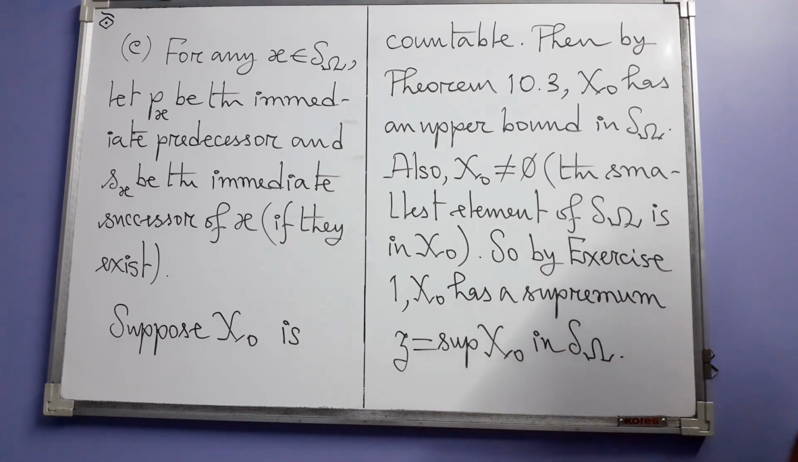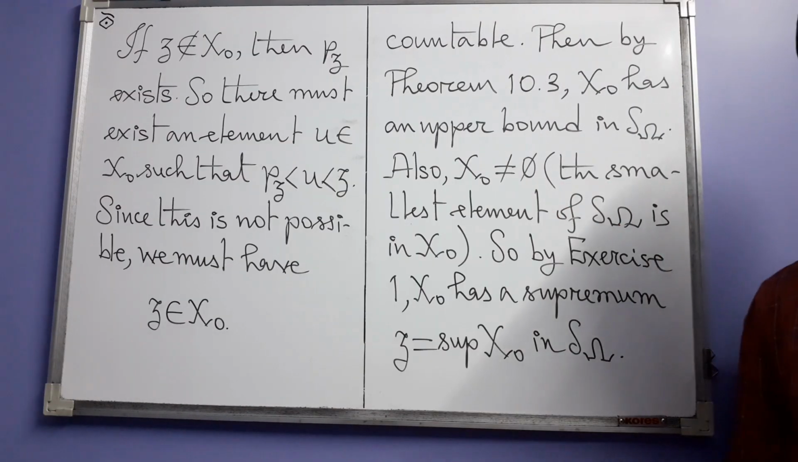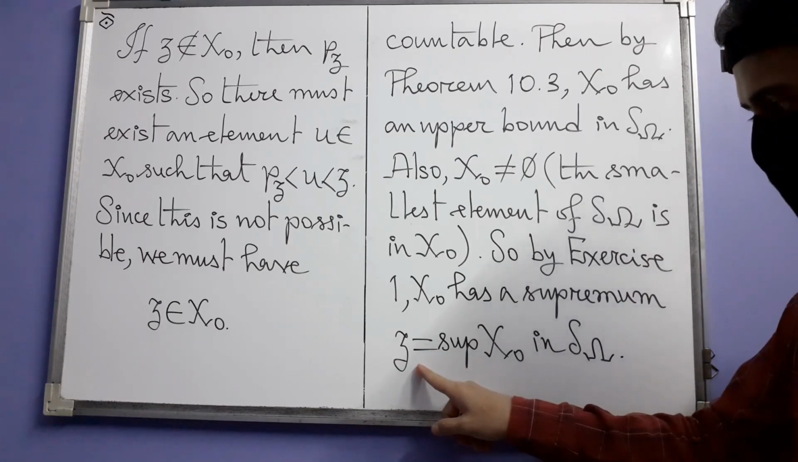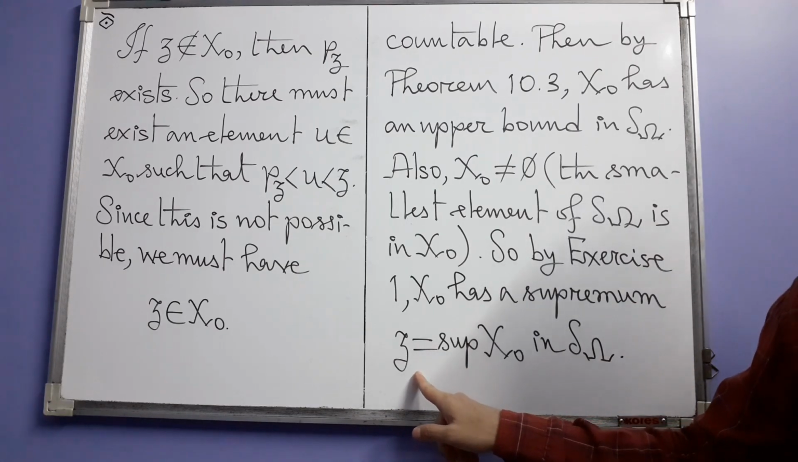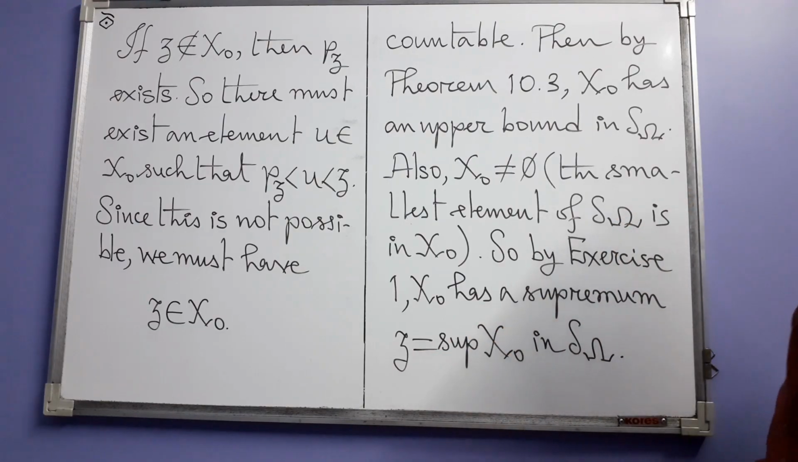Let us call that Z, and that of course will be some element in S omega. Now where can we go from here? Let's see. The next question that arises is this: whether this least upper bound, supremum of X naught, belongs to X naught or does not belong to X naught.